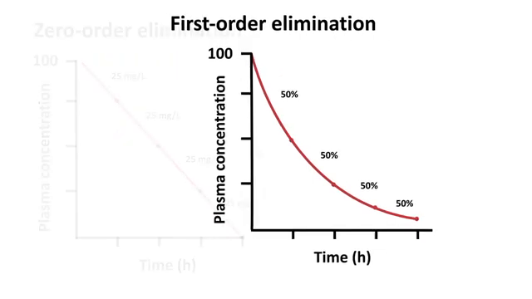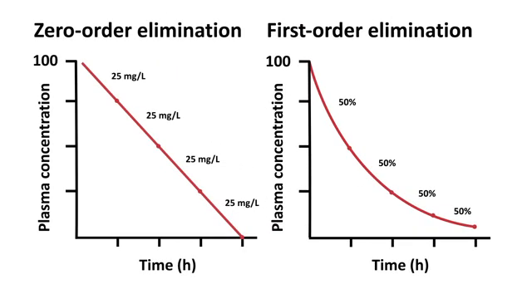So with these numbers, after 4 hours, zero-order elimination has gotten you to a plasma concentration of 0. But with first-order elimination, there's still a little bit of the drug left. So in this example, zero order clears the drug faster.